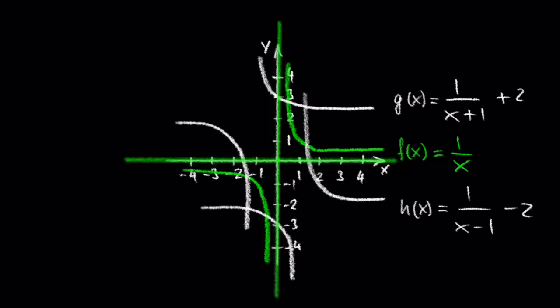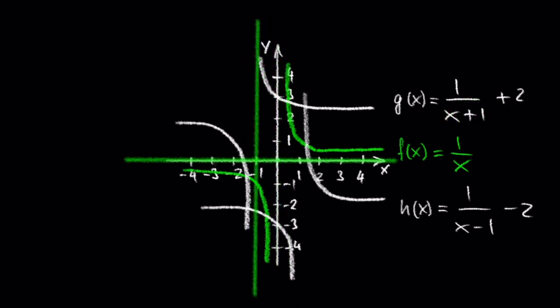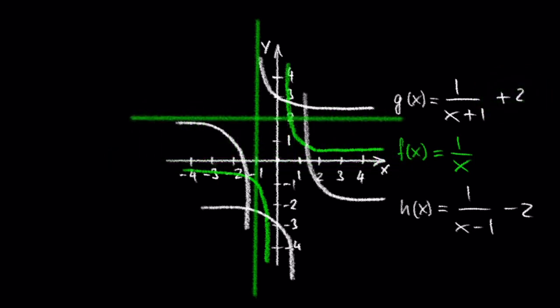Now, when we shift the vertical asymptote of the standard reciprocal function 1 unit to the left, and the horizontal asymptote of the standard reciprocal function 2 units up, we get the asymptotes of the graph of the shifted function g of x. Now we can easily sketch a graph of g of x.